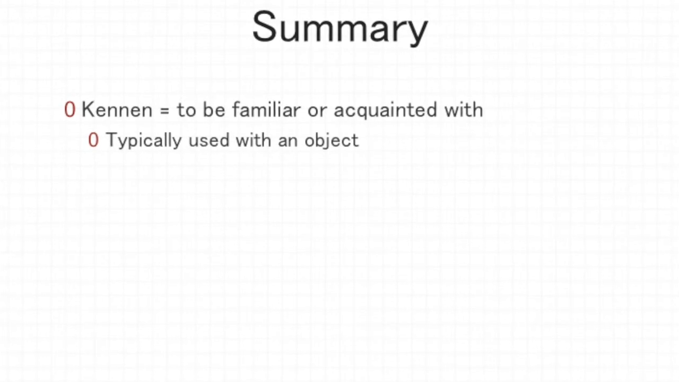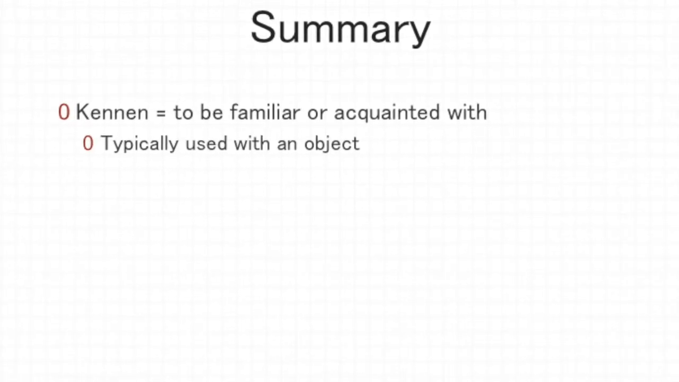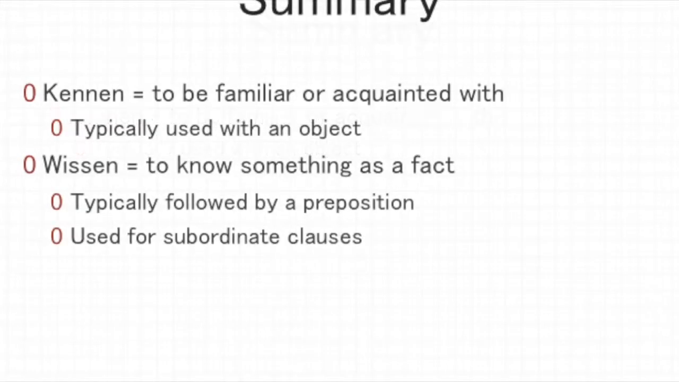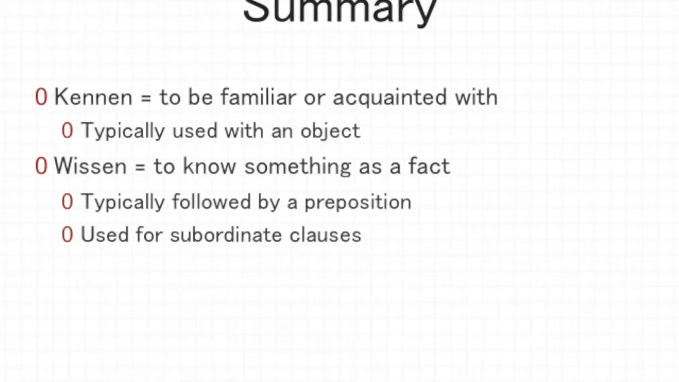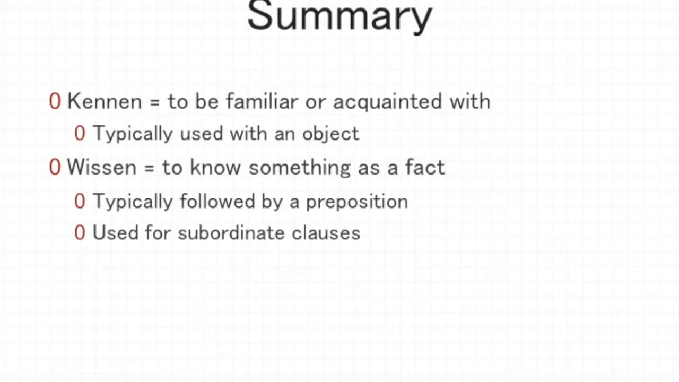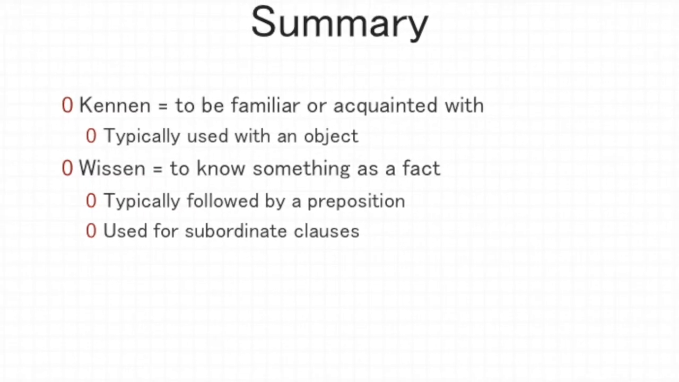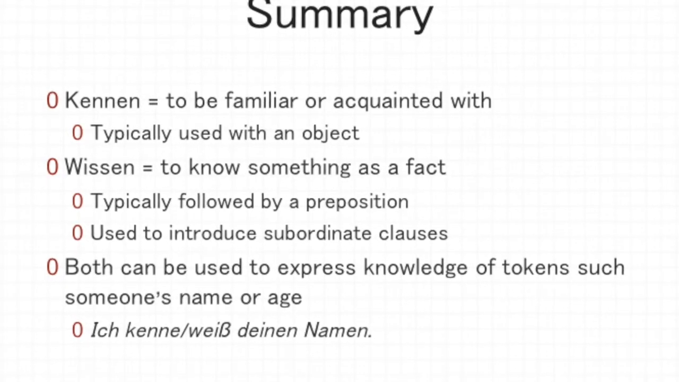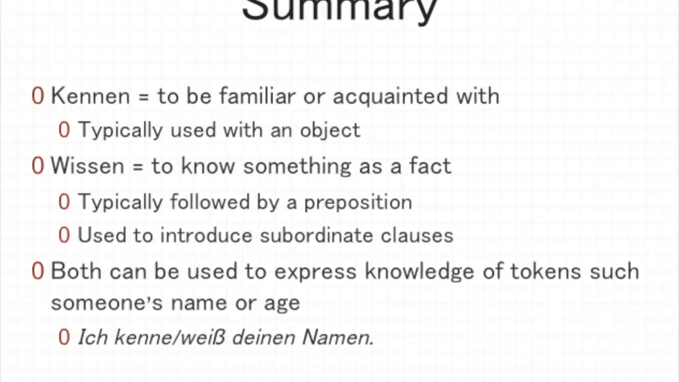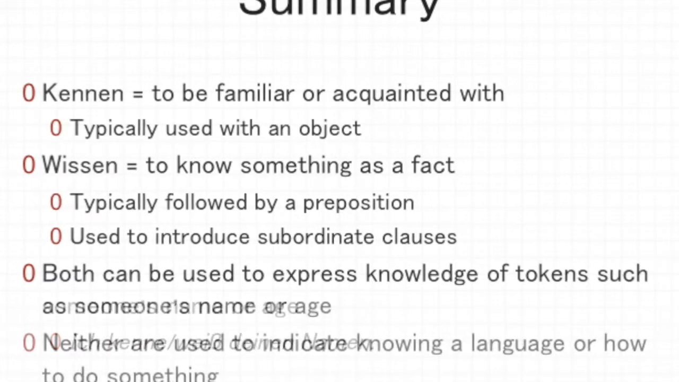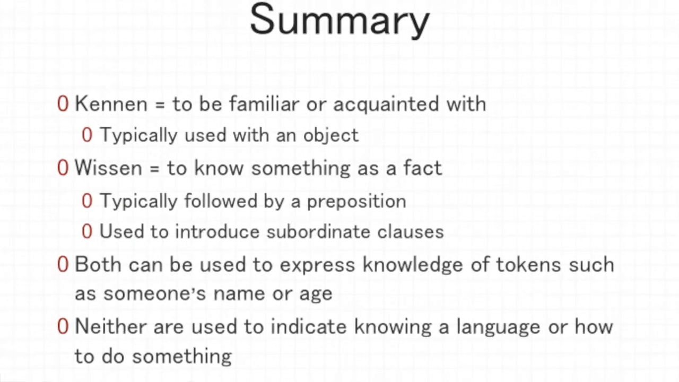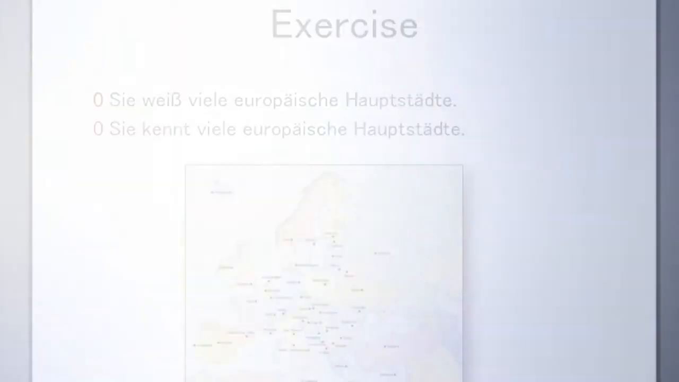To wrap it up, kennen means to be familiar or acquainted with and is typically used with an object. Wissen means to know something as a fact and is typically followed by a preposition or used to introduce a subordinate clause. Both forms can be used to express knowledge of tokens of information such as names or ages. Neither form is used to indicate knowing a language or how to do something.